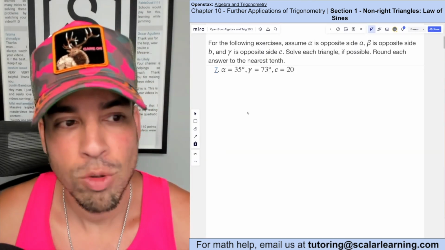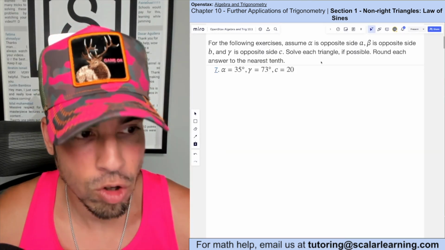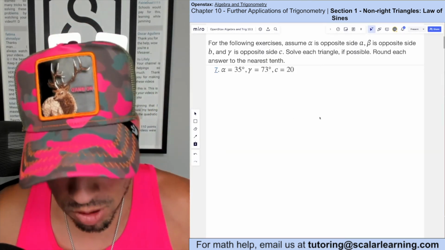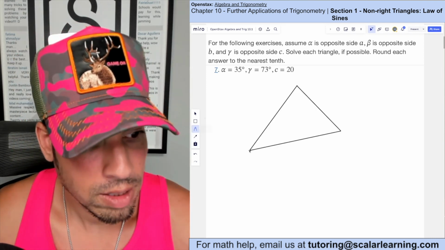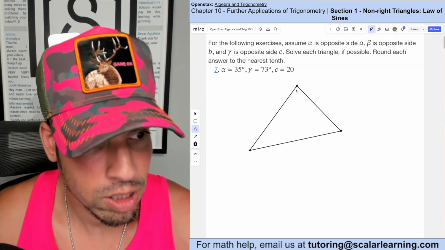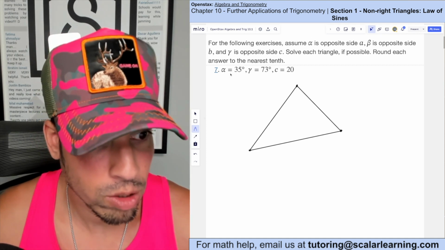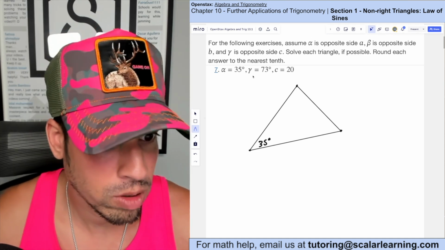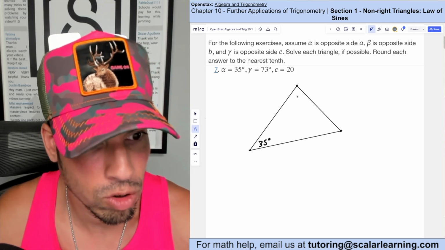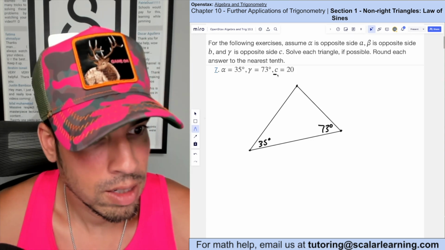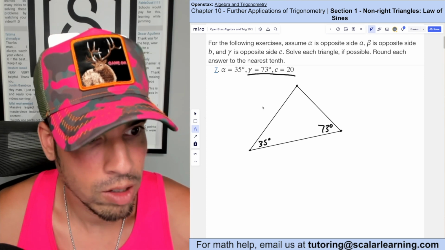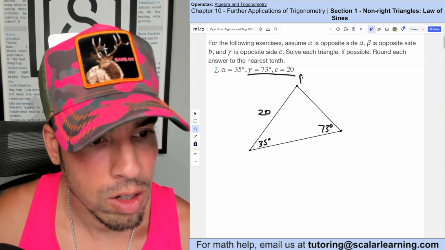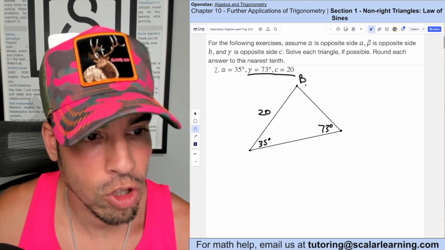Done. So for this one, it says to solve each triangle, meaning solve for every missing angle inside. So first, let's draw it out. And again, this triangle is not to scale by any means, but it's just something to use that we can visualize with, right? So I'll make angle 35 here just because it does look like the smallest angle. I'll make 73 occur over here. And then it says that side C is opposite this gamma angle, so I'm going to put 20 over here. The unknown angle here is beta.